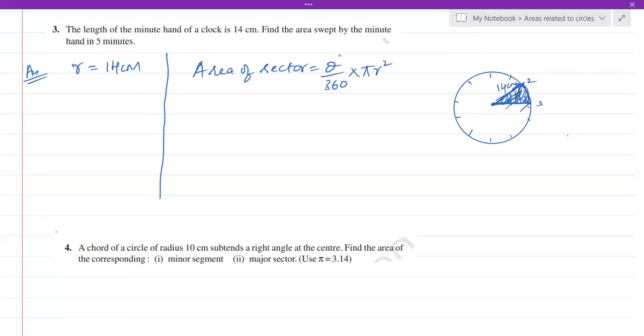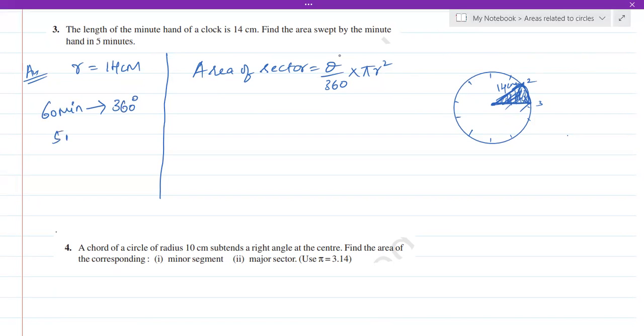Suppose the minute hand is at 2. After 1 hour, it goes one rotation and comes back again to 2 itself, right? So wherever it started, it comes back to that place itself. In 60 minutes, it makes one full circle. That is, the angle covered is 360 degrees, isn't it? So in 60 minutes, the angle that it is describing is 360 degrees.